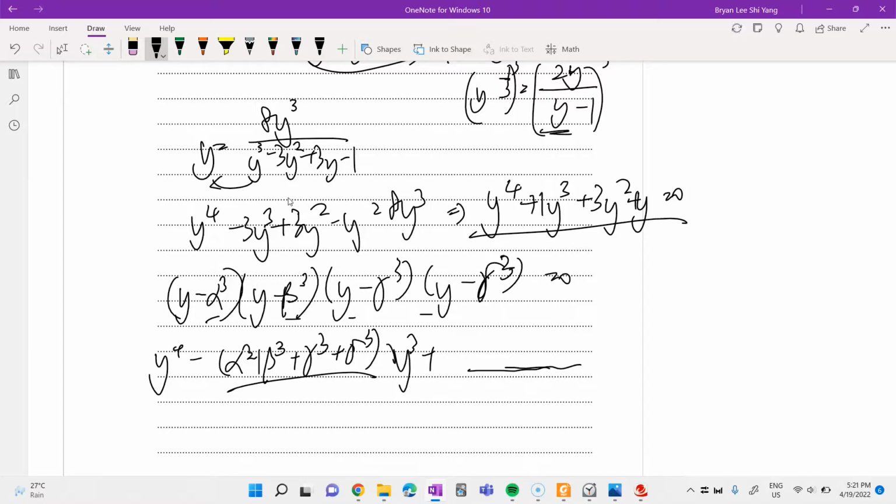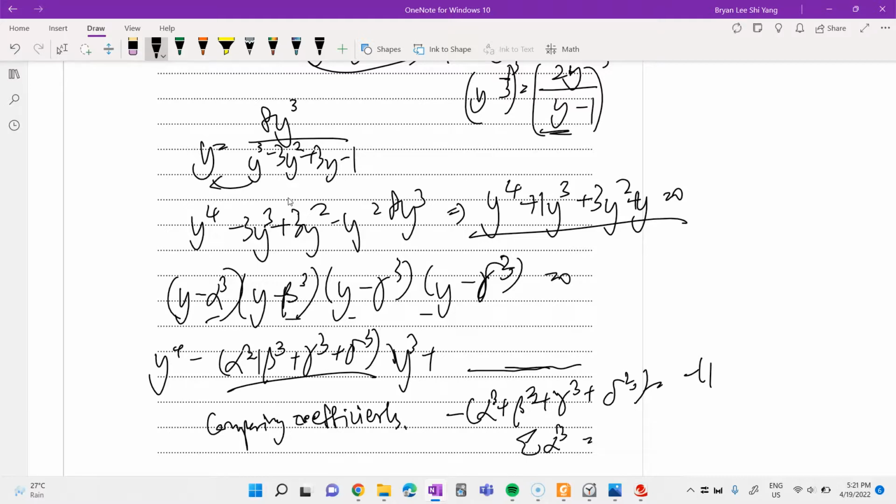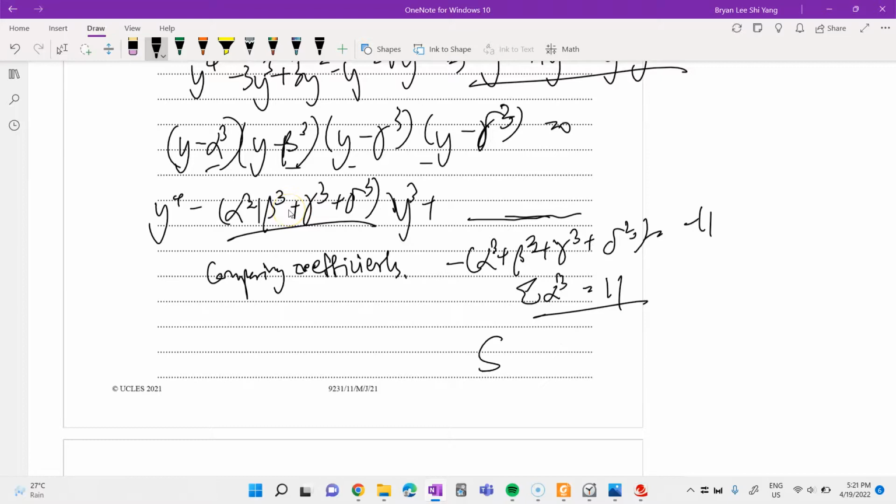This one, if we compare coefficients, comparing coefficients, negative (alpha cubed plus beta cubed plus gamma cubed plus delta cubed) equals negative 11. So I'll just write summation alpha cubed equals 11. So this would be the answer. I think you could also write S3, because S3 means the roots raised to the 3rd power. So basically meaning the same thing.